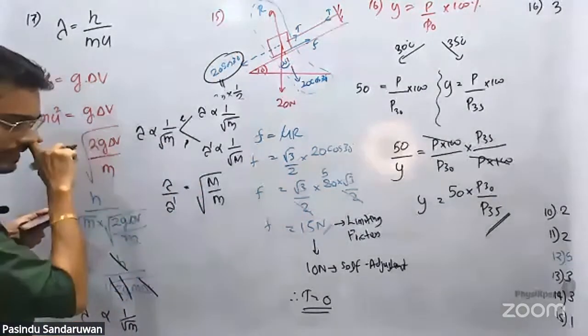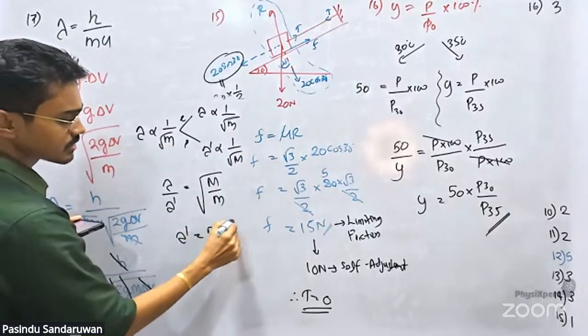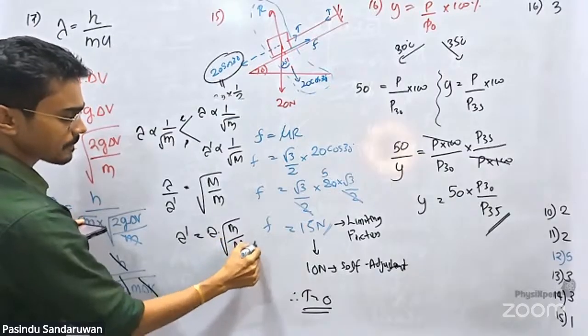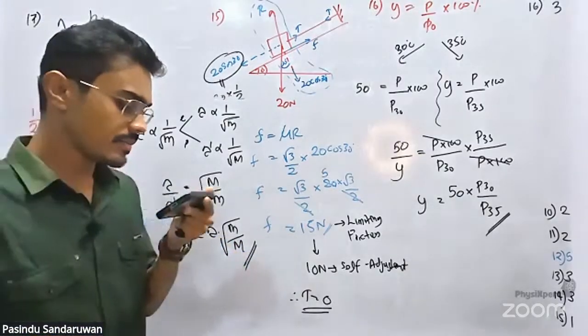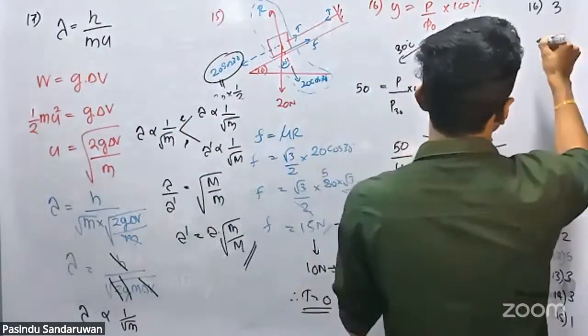Then I need lambda dash. Lambda dash is lambda times root small m over capital M. So for 17, answer 5.